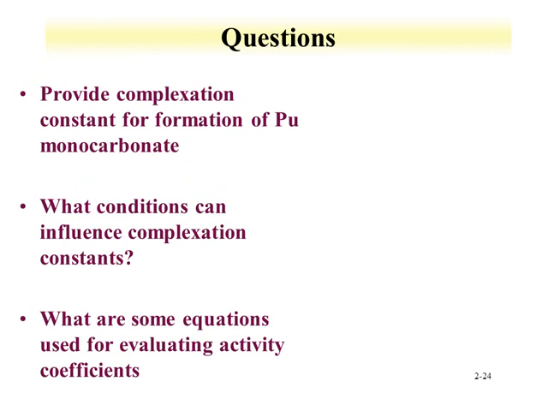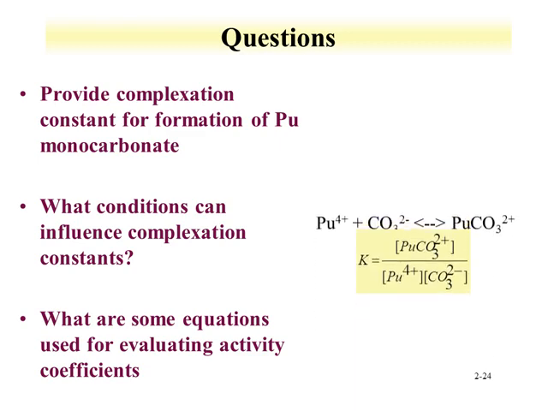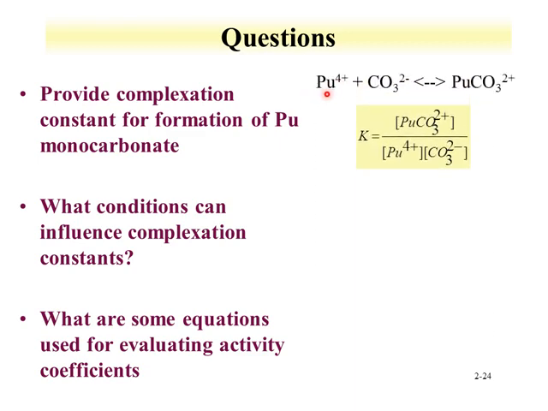Some specific questions you should be able to address based upon the lecture are shown here. For instance, provide the complexation constant for the formation of plutonium monocarbonate. Well, the reaction is shown here, where plutonium interacts with carbonate, forming the plutonium monocarbonate species, and the complexation constant would be the concentration of the plutonium monocarbonate species divided by the concentration of free plutonium times the concentration of free carbonate. This equation is not shown with ionic strength corrections or activity coefficients.